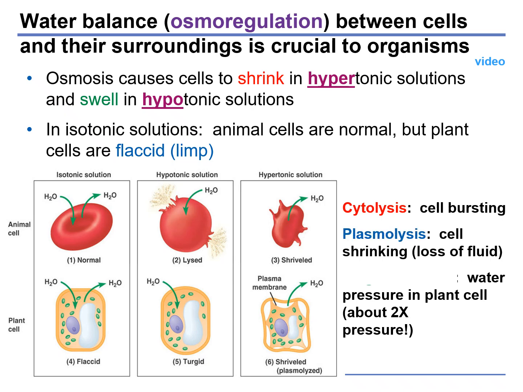Plasmolysis is the cell shrinking or the loss of fluid. And turgor pressure is the water pressure in a plant cell, which is about 2 times the pressure in an inflated car tire.